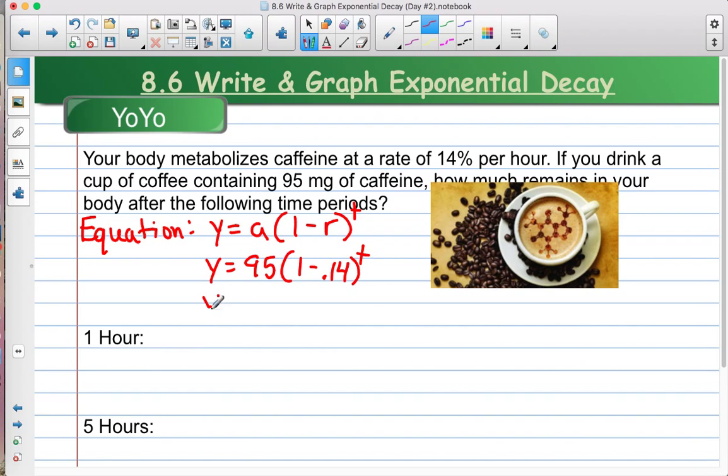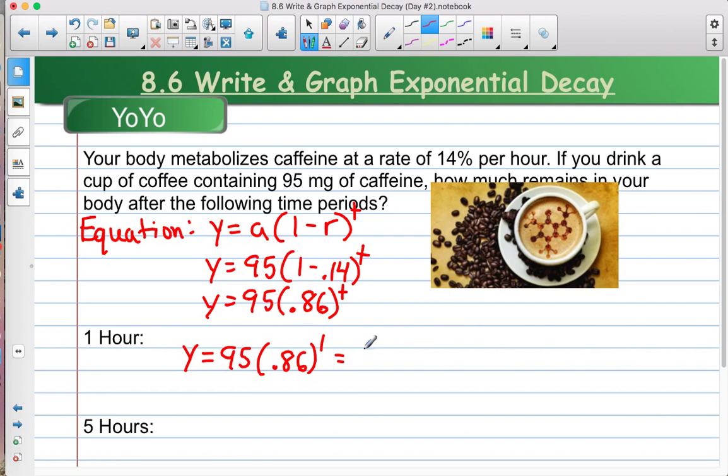So it'd say y equals 95 milligrams times 1 minus 0.14 is 0.86, which should make sense. If you're losing 14%, it means there's only 86% that remains left in your body every hour compared to the prior hour. So after 1 hour, I would say y equals 95 milligrams initially, only getting back 86% for 1 hour. So I do 0.86 to the first power is 0.86 times 95.